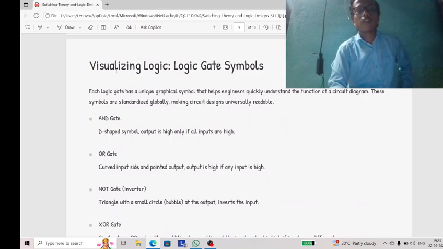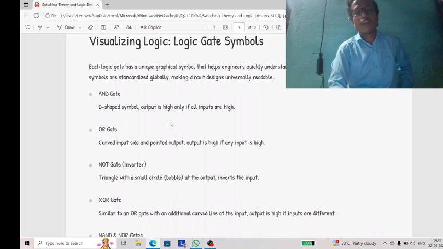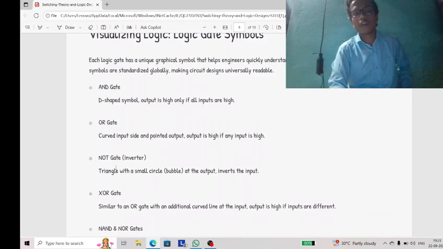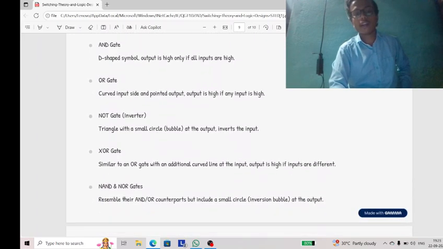Here we see another module, visualizing logic gate symbols. Each logic gate has a unique graphical symbol that helps engineers quickly understand the function of a circuit diagram. The symbols are standardized globally, making circuit designs universally readable. We have the AND gate, OR gate, NOT gate or inverter, XOR gate, NAND and NOR gate.